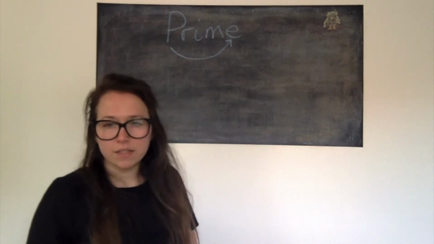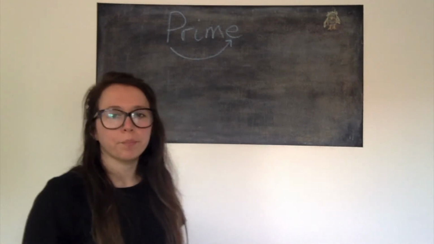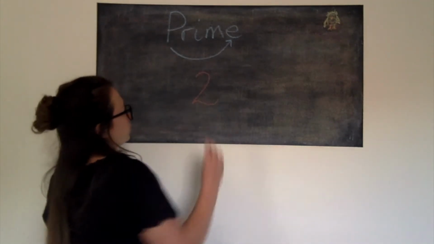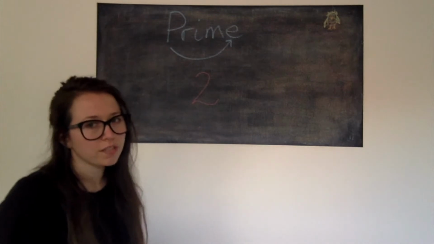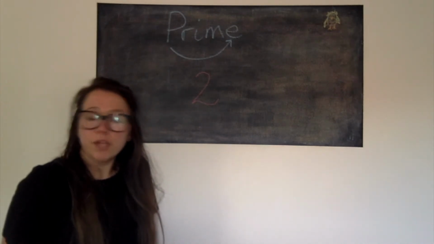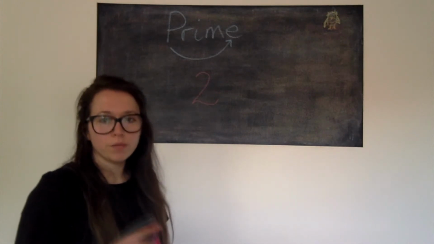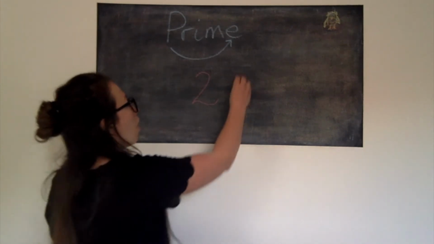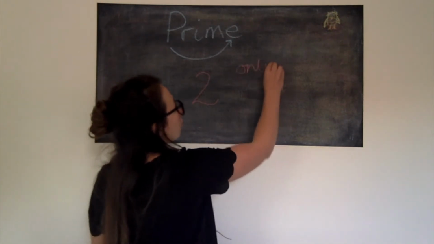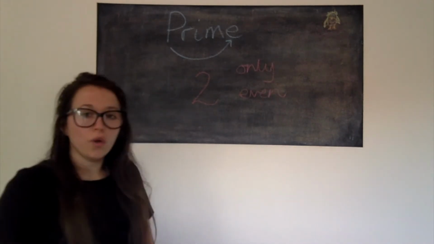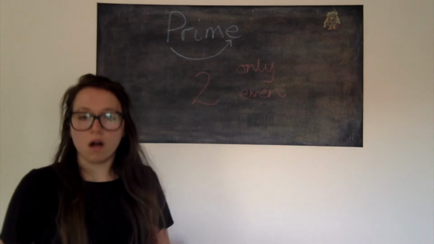I mentioned yesterday that there was a special prime number. Now this special prime number is 2. I'm sure some of you will be shouting at your screens, 2 is a special prime number because it is the only even prime number. Okay, so the only even prime number. Now that means that all other prime numbers are odd.